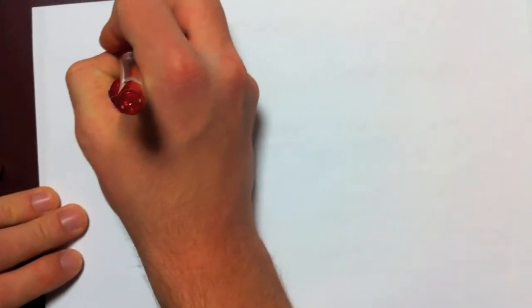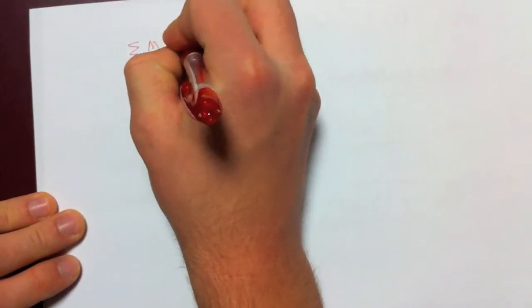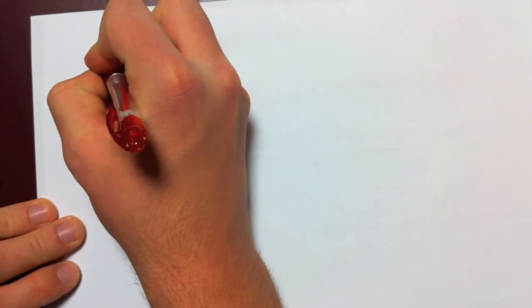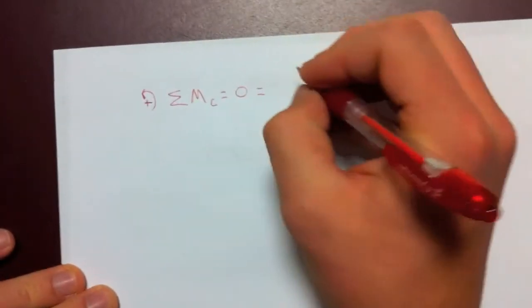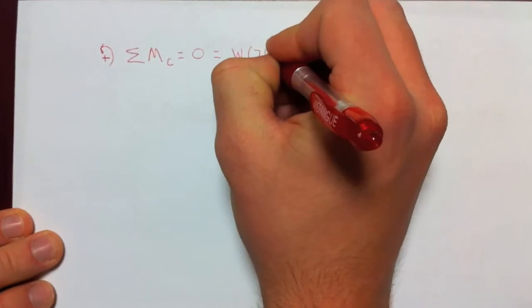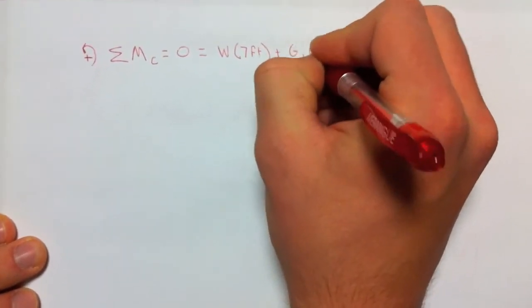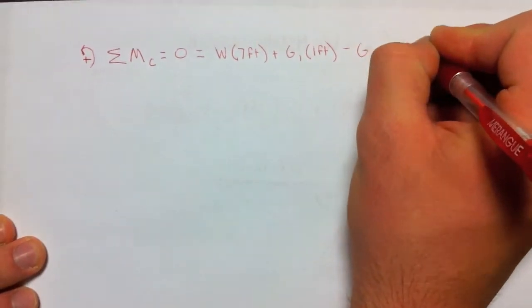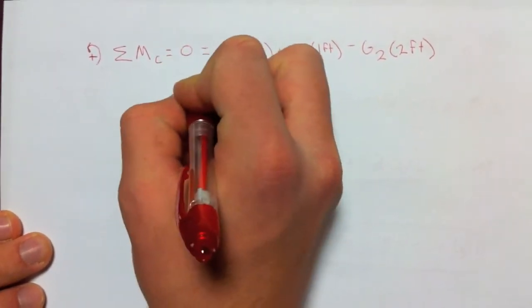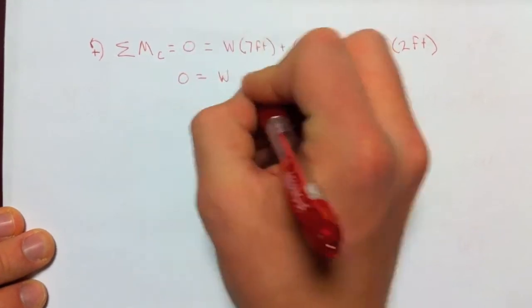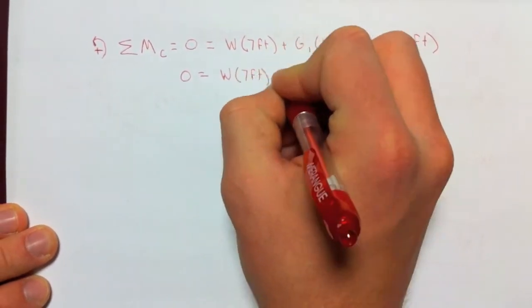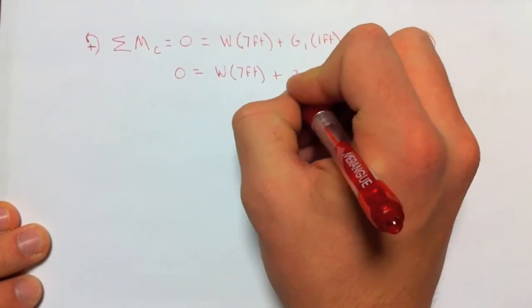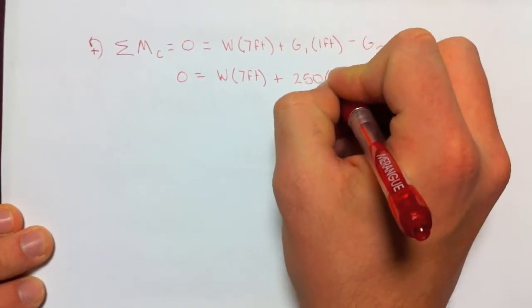We wanted to eliminate the unknown variable Cy, so we decided to take the moments about C, taking counterclockwise as the positive direction. So here we have 0 equals W times 7 feet plus G1 times 1 foot minus G2 times 2 feet. Then we plugged in the values for G1 and G2.